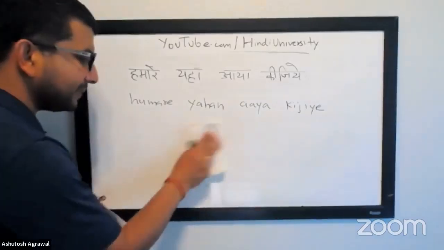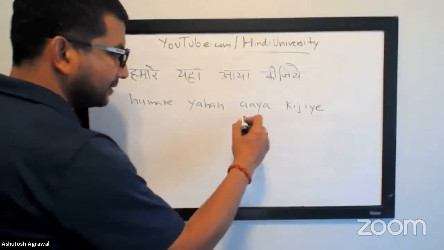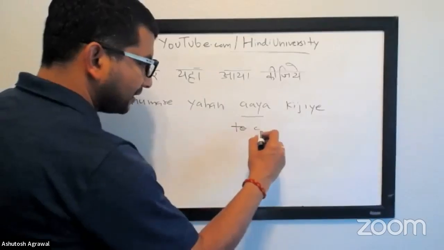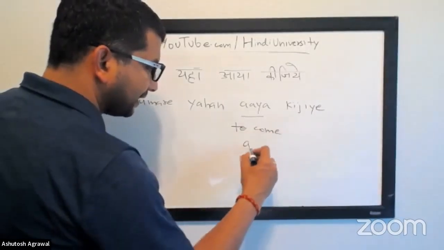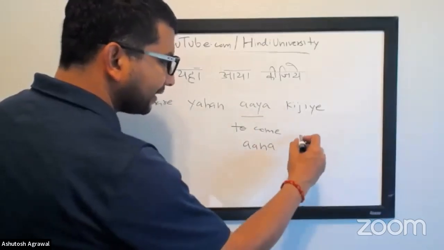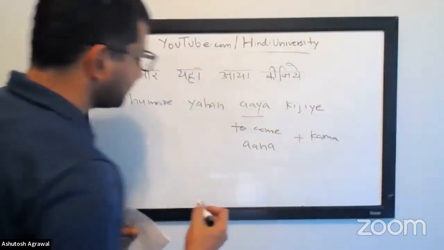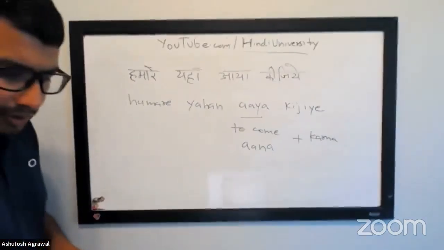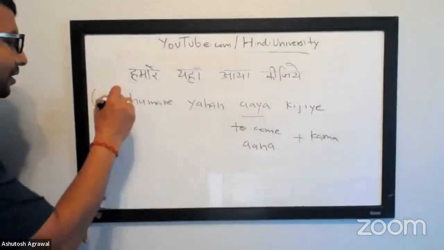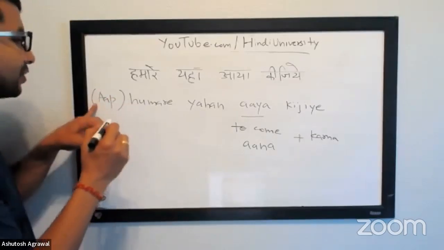What is the verb here? The main verb. Go. No, come. To come is aana. Aana, beautiful. So aana becomes aaya, and then kijiye. Karna is not written, but it is implied here.